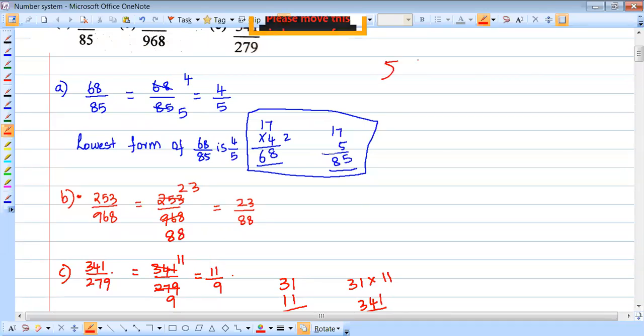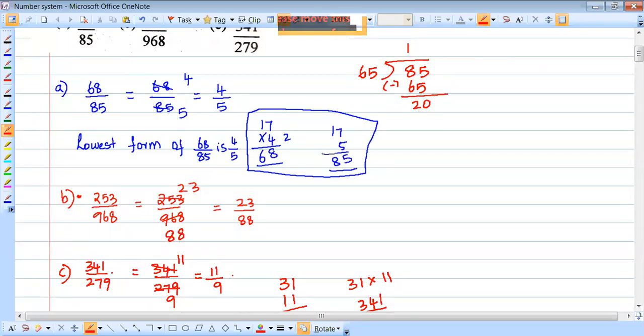Write the biggest number inside, 85. Then write the smallest number outside, 65. How many times will 65 go in 85? One time. Now what is the remainder for this? The remainder is 20, correct?